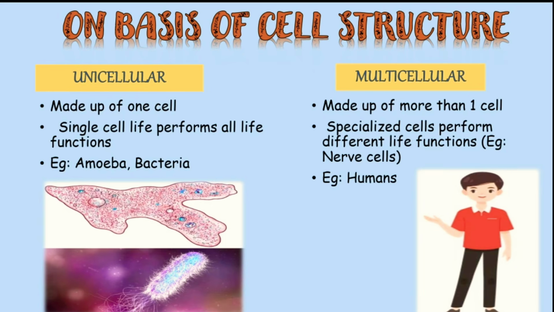What are unicellular organisms? Unicellular organisms are the ones which are made up of one cell, and multicellular organisms are the ones which are made up of many cells. In unicellular organisms, a single cell performs all the life functions, whereas in multicellular organisms, there are specialized cells which perform different life functions. For example, nerve cells for the brain. Examples of unicellular organisms are amoeba and bacteria, and the multicellular organisms are humans, cats, dogs, cows, hens, etc.